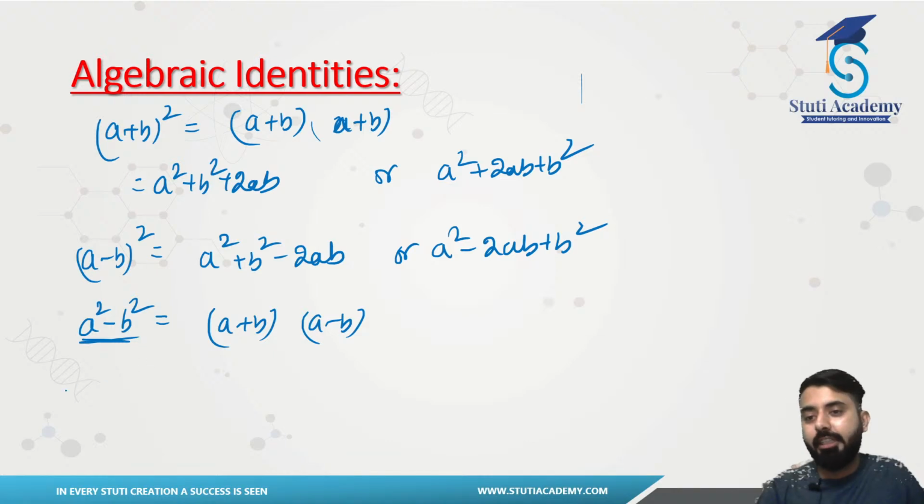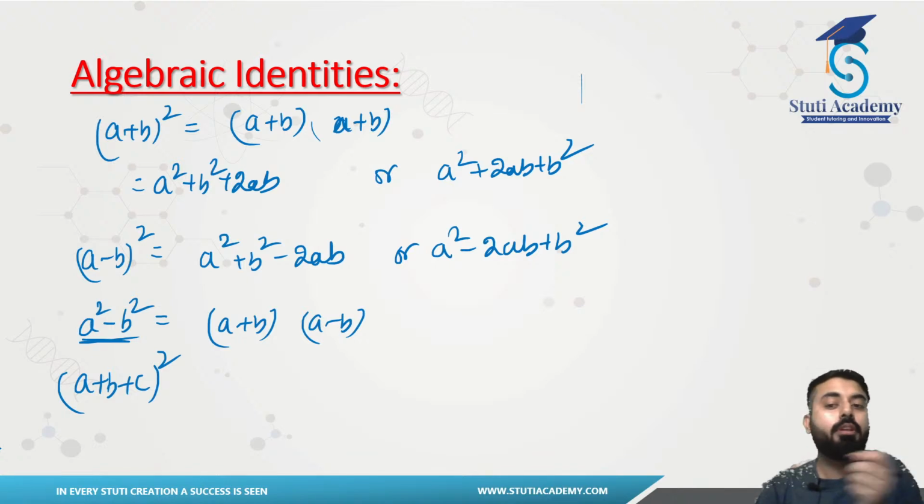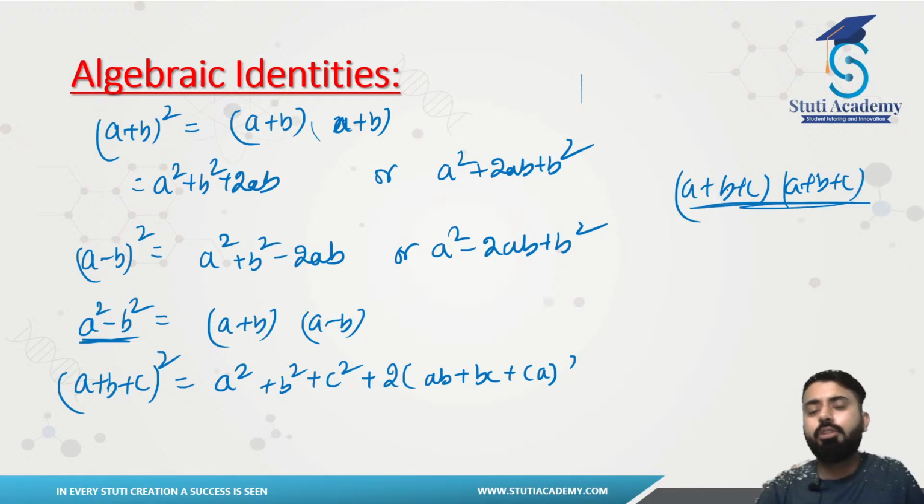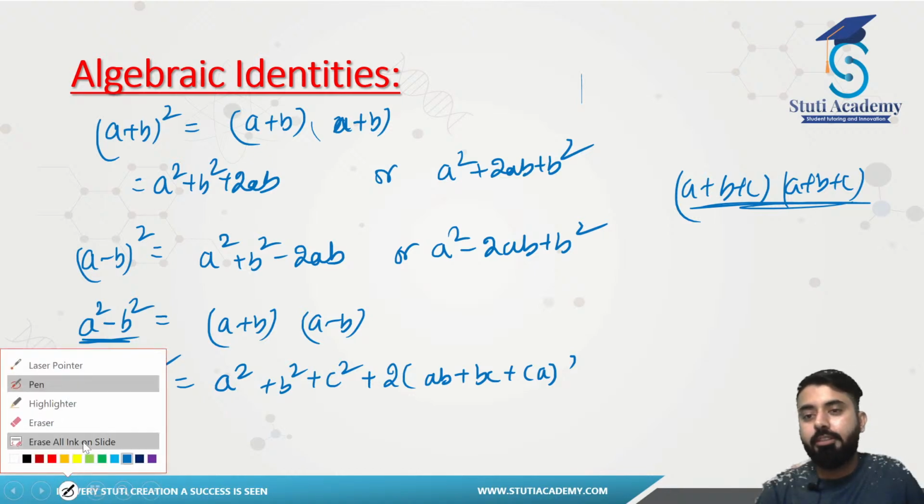Then we have another identity, (a plus b plus c) whole square, the square of a trinomial. That will be a square plus b square plus c square plus 2 into (ab plus bc plus ca). You can also use (a plus b plus c) into (a plus b plus c), and then you can easily prove this equation yourself. So this is the identity here. Then we move on to the cubic identities, and for that, let's just pause it here.